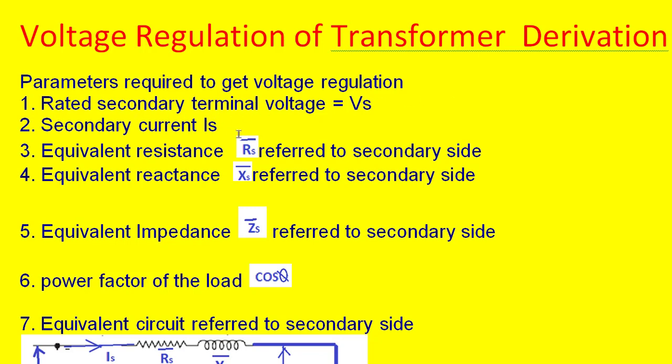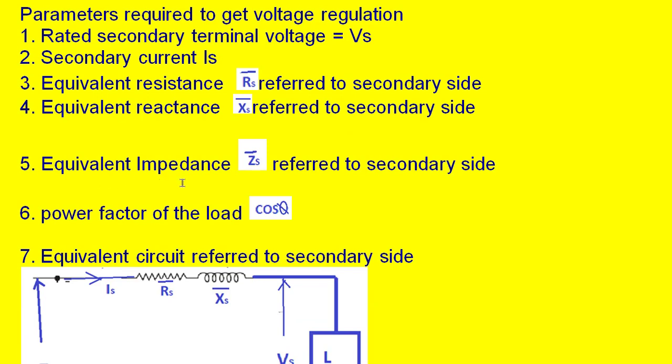The first one is the rated secondary terminal voltage Vs, then the secondary load current Is, and the equivalent resistance Rs bar, which is referred to the secondary side. This indicates the total resistance of the transformer referred to the secondary side. Similarly, Xs bar is the total reactance referred to the secondary side. Similarly, Zs bar is nothing but the total impedance of the transformer referred to the secondary side.